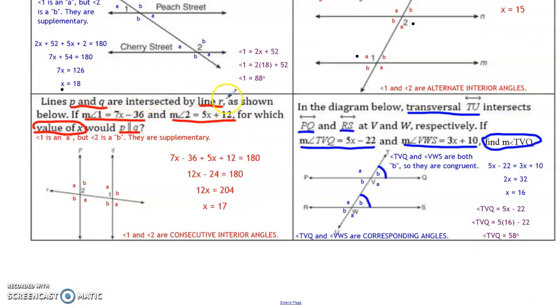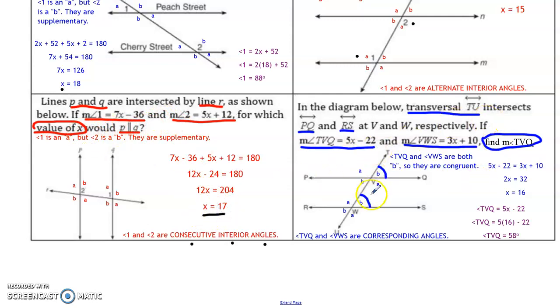Lines P and Q are intersected by line R, so that means line R is a transversal. Again, we use our ABBA method. We find out that angle 2 and angle 1 are different. They're supplementary. They are also known as consecutive interior angles because they are on the same side of the transversal, that's consecutive, and they're between the two parallel lines, that's interior. Set up and solve.